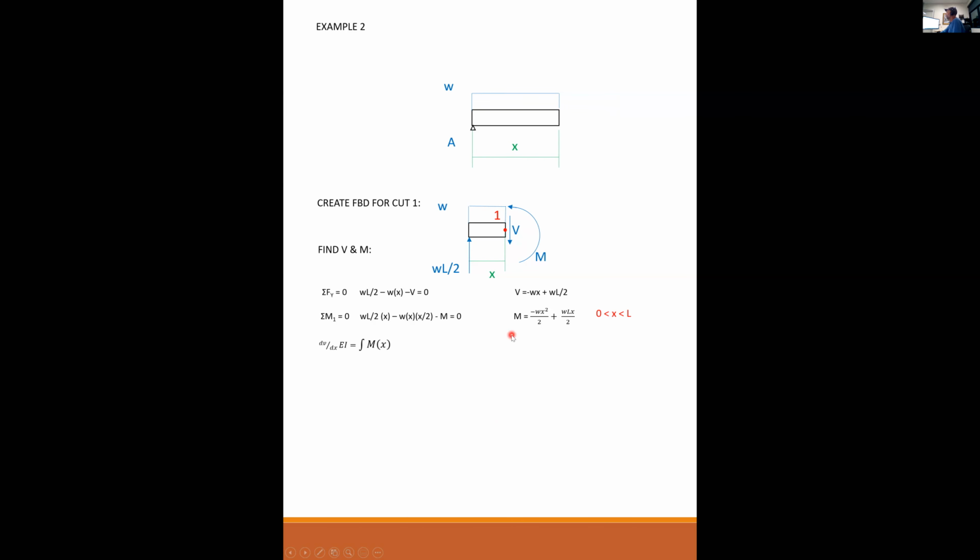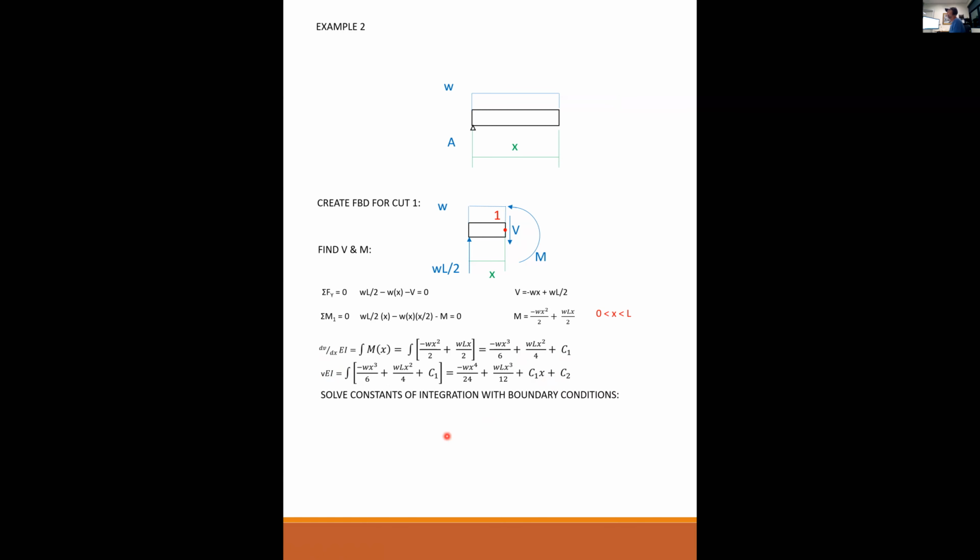So moving on, now I have the equation for M, the moment, as a function of x right here. So EI dv/dx is equal to the integral of the moment as a function of x. So the integral of minus Wx squared over 2 plus WLx over 2, which gives me minus Wx cubed over 6 plus WLx squared over 4 plus my constant of integration. I integrate everything again. Now I have the integral of dv/dx is v. EIv is the integral of our solution here, which gives me minus Wx to the fourth over 24 plus WLx cubed over 12 plus C1x plus C2. Now, we need some boundary conditions. Do we know anything about the slope with respect to the span?